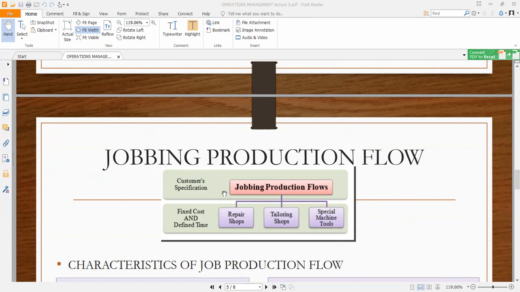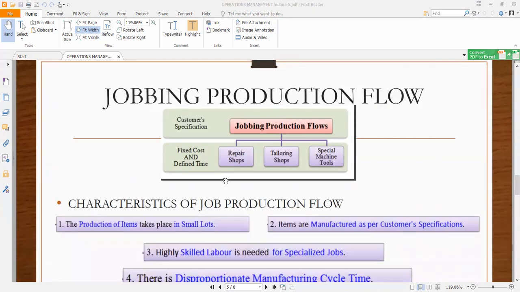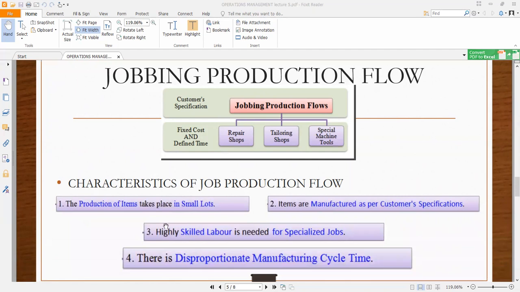Okay, this person needs their clothes to wear at a wedding, at an event, things like that. Special machine tools. Okay, now let's look at characteristics. The first characteristic is that the production of items takes place in small lots. Because of the customization, the production of items takes place in small lots, meaning smaller quantities.